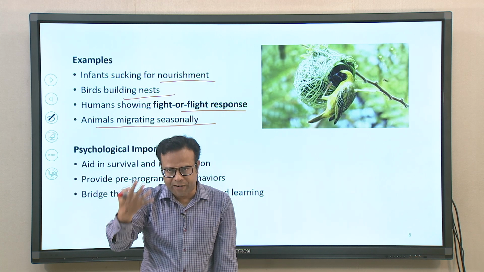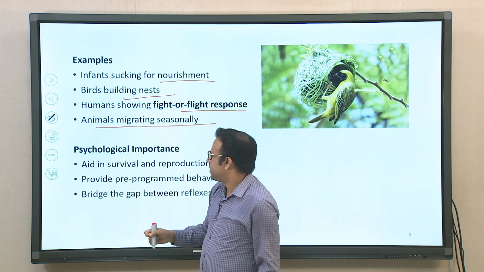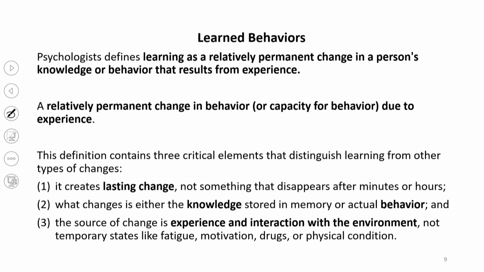They are inborn patterns of behavior, but again much more complex than reflexes. There is a lot of psychological importance to instincts. They aid in survival and reproduction, provide pre-programmed behaviors, and bridge the gap between reflexes and learning. They are like intermediate actions between reflexes and the next concept we will talk about, learning, which is the main focus of this one. This is another way animals respond to environmental stimuli. One is reflex, second is instincts, and the third is learned behavior.